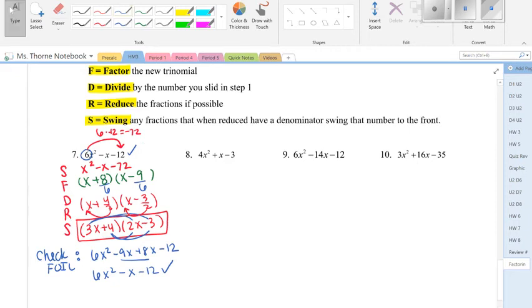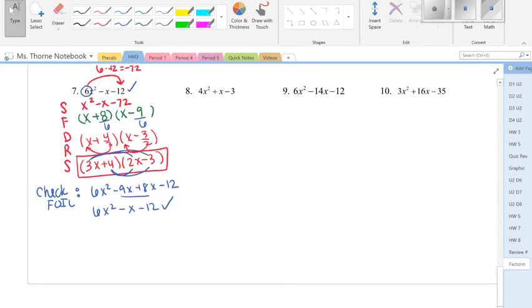So you guys learned the method of doing factor by grouping. So I'm going to also show you how to do that. So instead, if I do factor by grouping, that's another method. It doesn't matter which one you use. So we have 6x squared minus x minus 12.